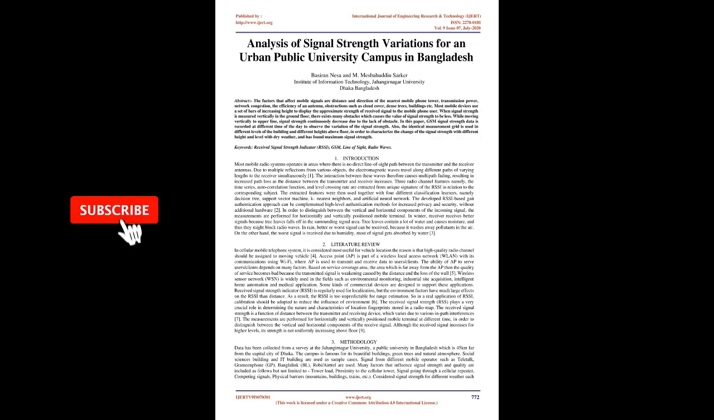Analysis of signal strength variations for an urban public university campus in Bangladesh. Abstract: the factors that affect mobile signals are distance and direction of the nearest mobile phone tower, transmission power, network congestion, the efficiency of an antenna, obstructions such as cloud cover, dense trees, buildings, etc.